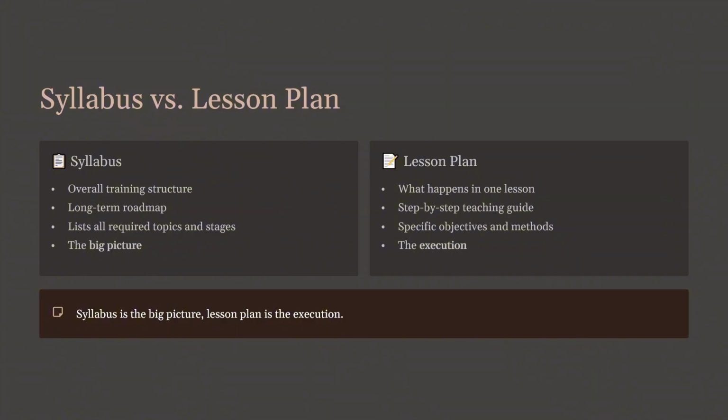For example, the syllabus may show that steep turns are part of a larger stage of training, but the lesson plan is what tells me how I'm going to teach steep turns today, what common errors I will watch for, and what standards the student is expected to meet. So as an instructor, I would use the syllabus to stay aligned with the overall training program, but I would rely on the lesson plan for actual execution.